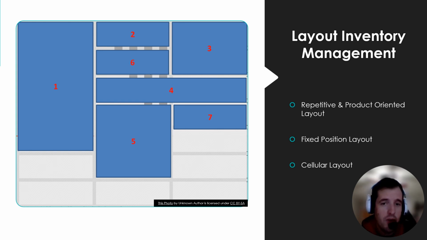Tesla also uses a fixed position layout for large components. A fixed position layout is where a project remains in one place. The workers and the equipment come to that one area to work, for example. Tesla's larger components that are difficult to move, like battery packs, stay in position while the workers and equipment are brought to the packs. This ensures safe handling of the battery packs while allowing workers to still be precise with their work.